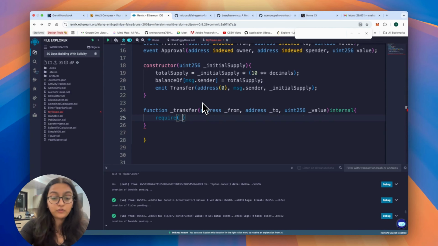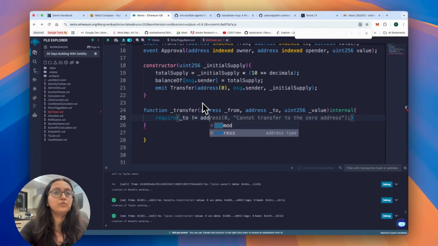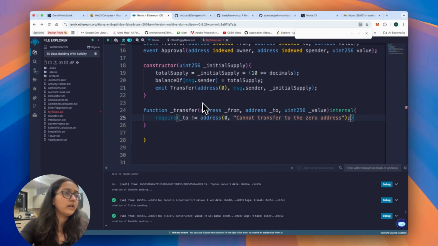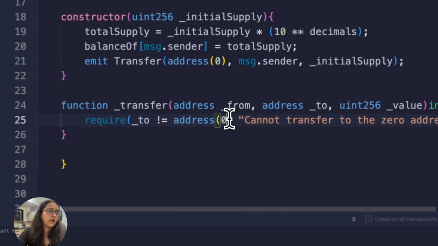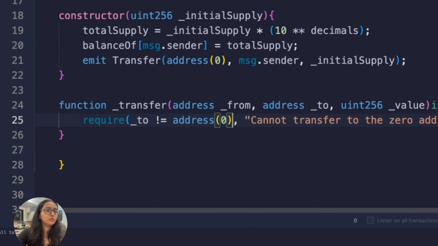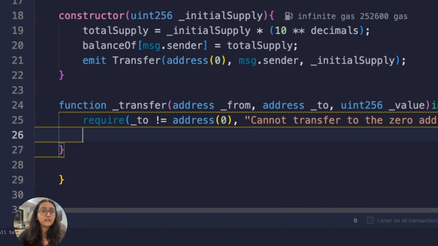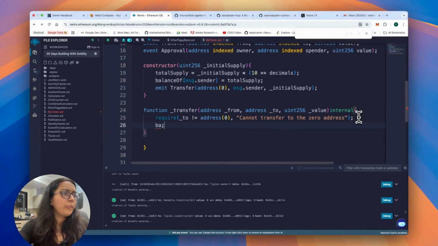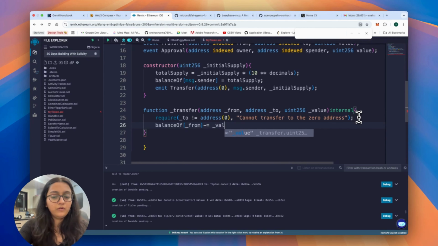So we're saying, hey, you know what? Underscore to should not be equal to address 0. Instead, we can say "cannot transfer to a 0 address." Great. And then we say, okay, now I will just use balanceOf, which we've already created. I'm calling from, because that is the account it will be debited from, and we're saying minus equals underscore value.